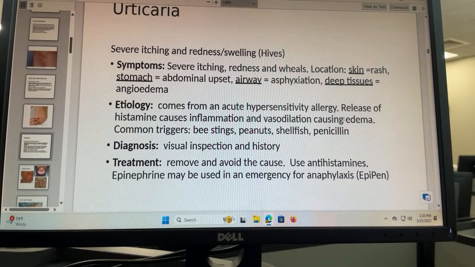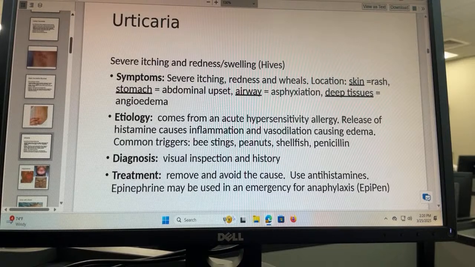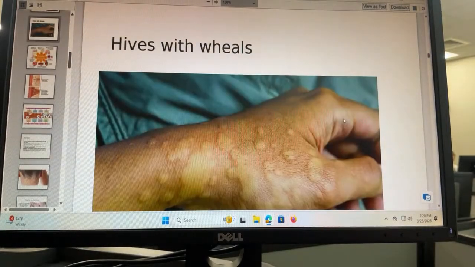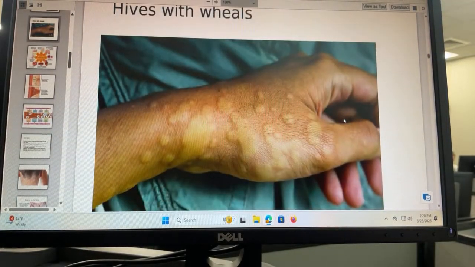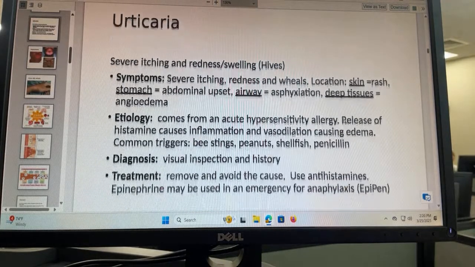Okay. All right, urticaria is the medical term for hives. This is an allergic reaction, with severe itching and redness. So very itchy wheals. A wheal is something that looks like this. It's areas that are raised, and to the touch, you can feel that they're raised.